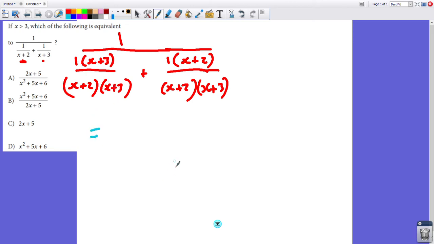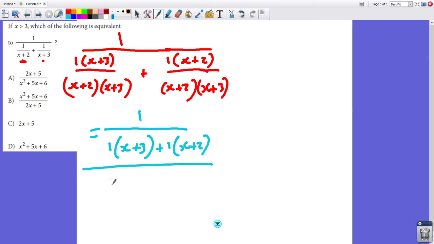Okay, we can simplify this. This is equal to 1 over. We could combine together the fractions now because they have a common denominator. That was the whole reason we did it in the first place. So we can say this is equal to 1 over 1 brackets x plus 3 plus 1 brackets x plus 2 all over x plus 2, x plus 3.